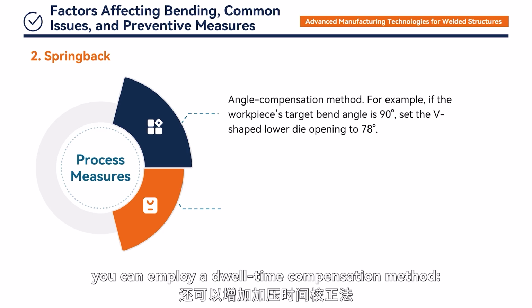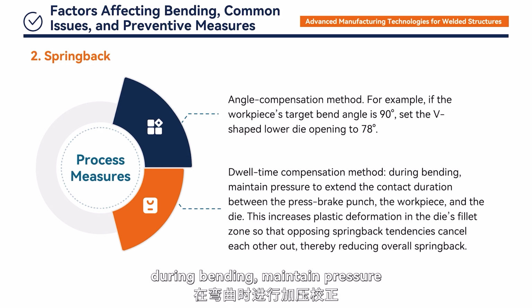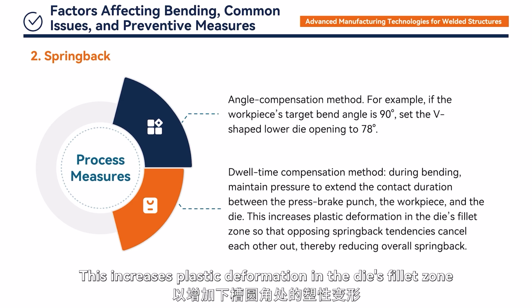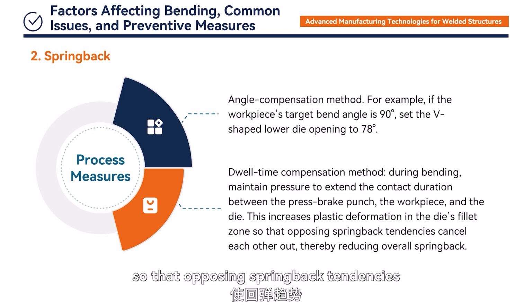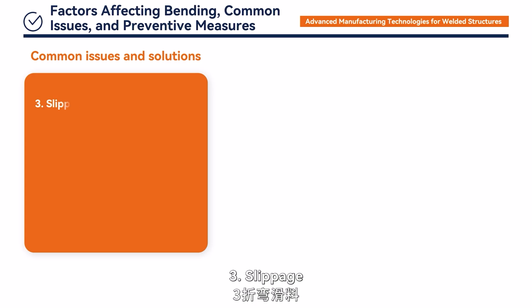Additionally, you can employ a dwell time compensation method. During bending, maintain pressure to extend the contact duration between the press brake punch, the workpiece, and the die. This increases plastic deformation in the die's fillet zone, so that opposing spring-back tendencies cancel each other out, thereby reducing overall spring back.